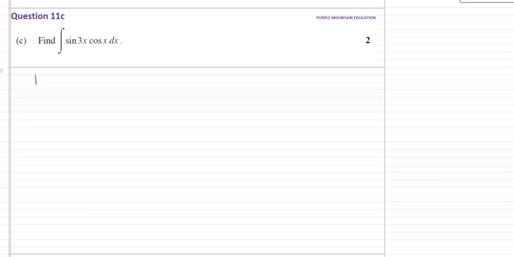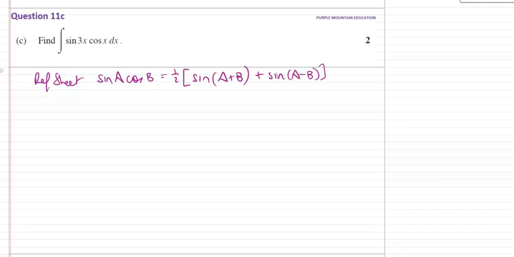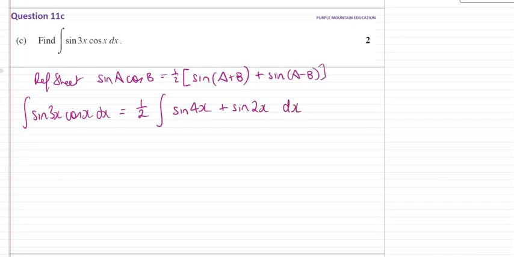Okay, so straight off the reference sheet, I'm going to use the fact that sine A cos B equals half of sine of the sum plus sine of the difference. And that will be helpful here. So my integral of sine 3x cos x dx can be rewritten as a half outside of sine of the sum plus sine of the difference dx.